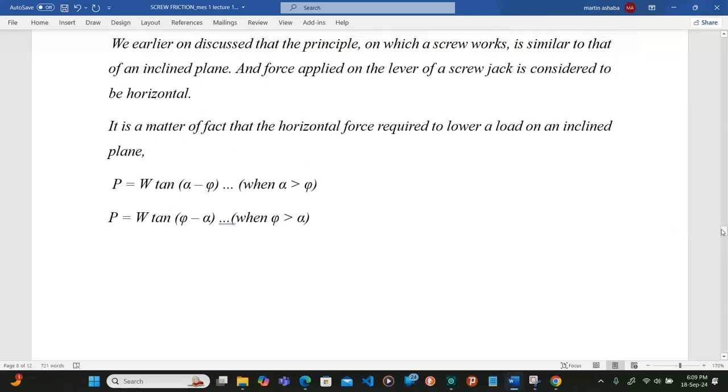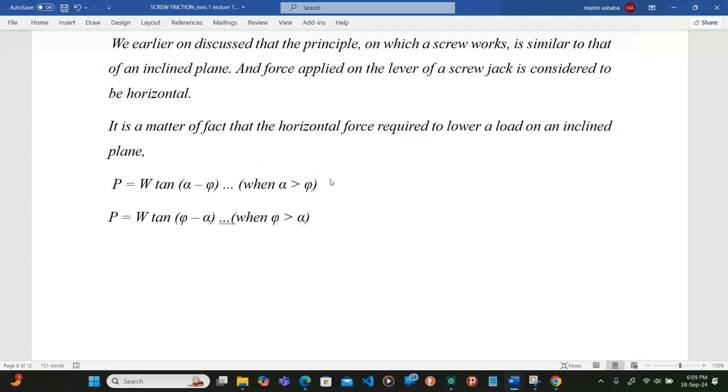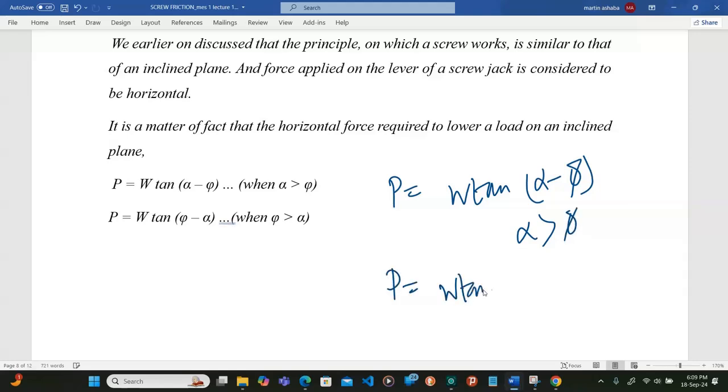So the force that is applied on a body horizontally on an inclined plane, when the body is just about to slide downwards along the inclined plane, is this P. The P is W tan of (alpha minus phi), and that is so if alpha is greater than phi, and P is W tan of (phi minus alpha), and that is so when phi is greater than alpha. Now, what does that mean?